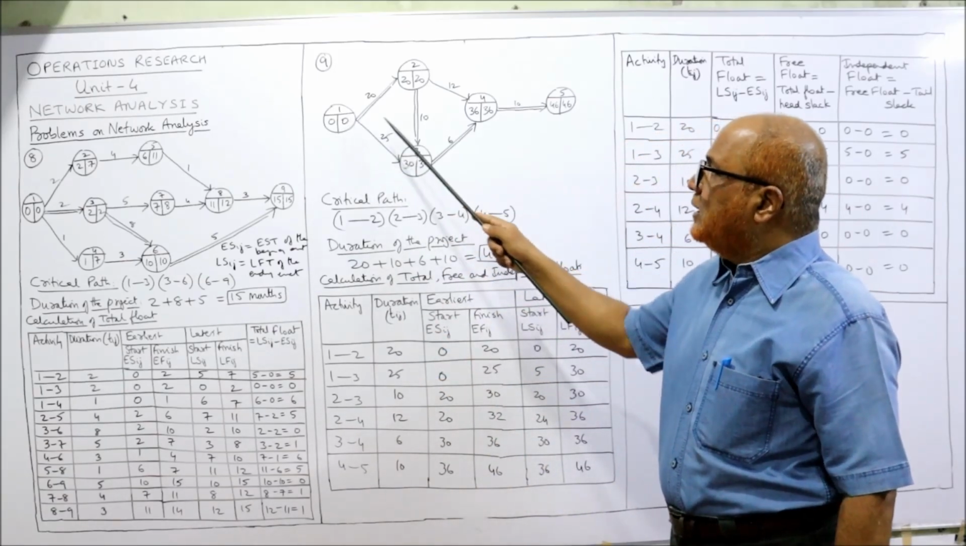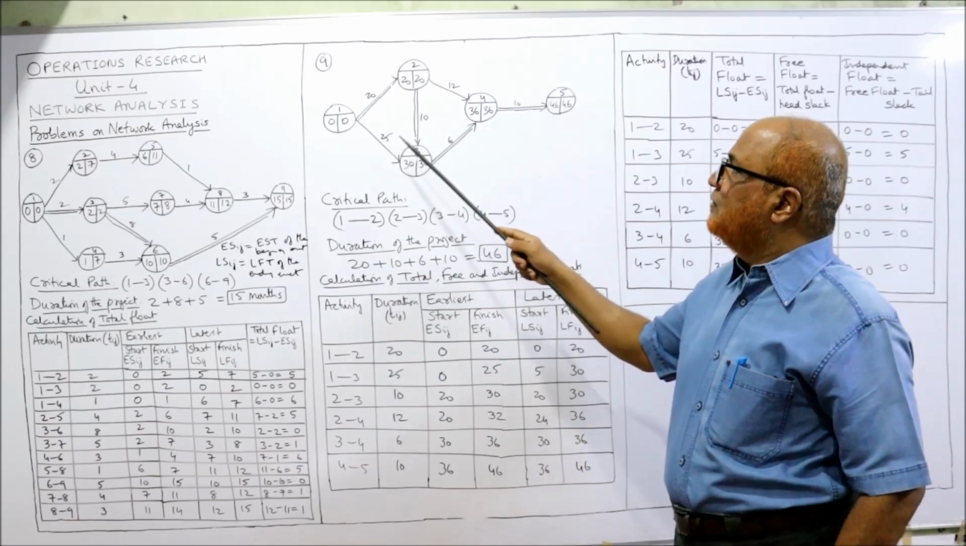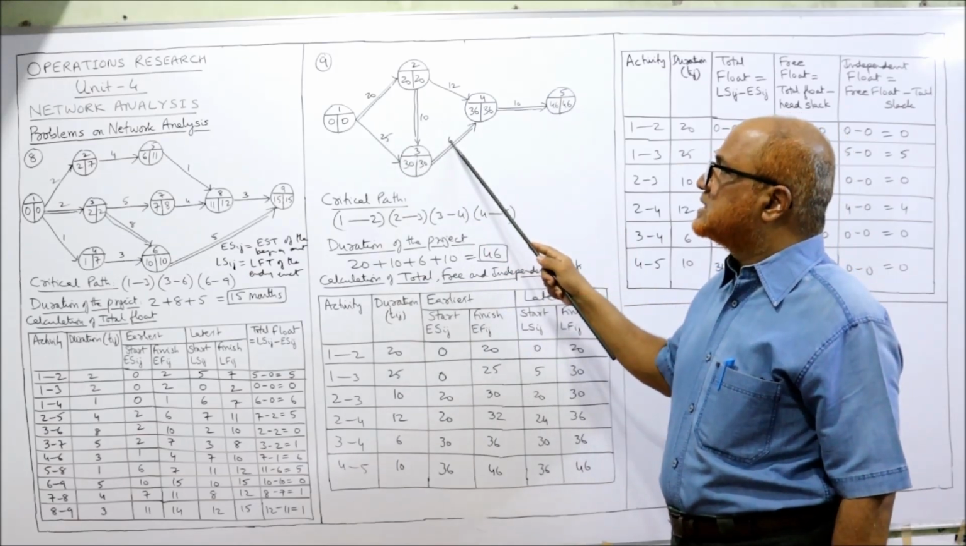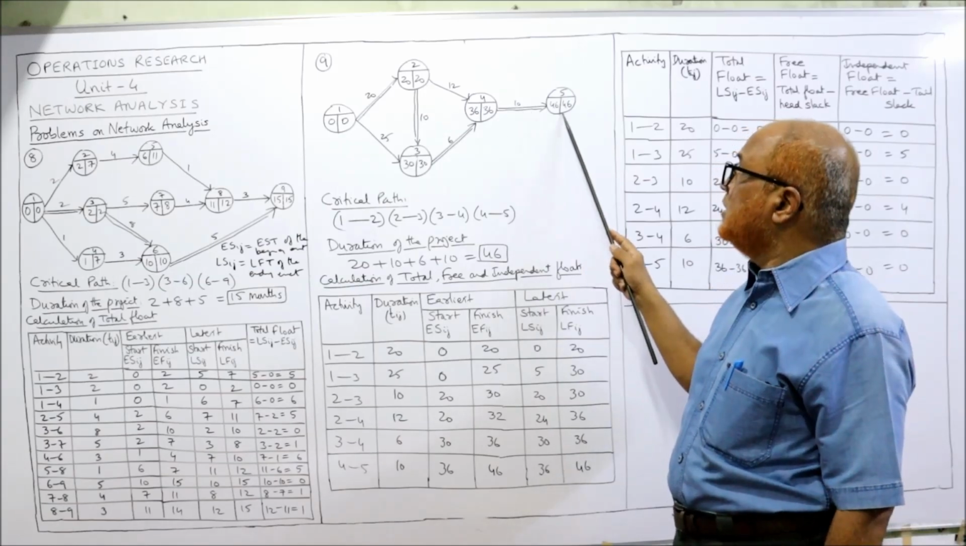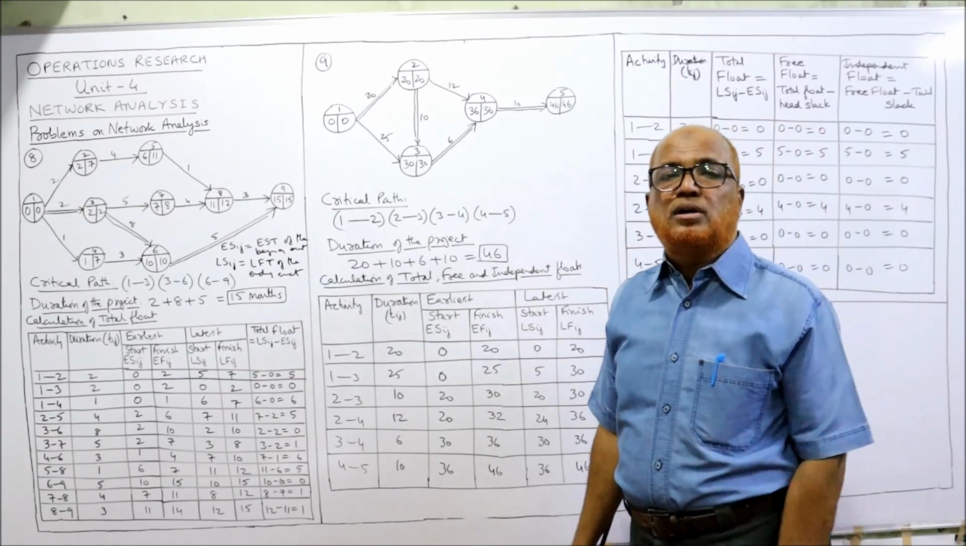Next, 1 to 3, 3 to 4, 4 to 5. We'll see: 25 plus 6, 31. 31 plus 10, 41. Is it 46 here? No. This is also not the critical path.